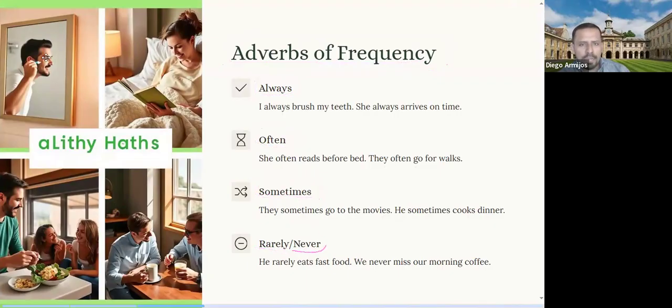For example, when we are talking about always, esto significa que hacemos las cosas a un 100%, siempre. Often I would say like 70%, 60%, something like that. Sometimes I would say 50 or 40%. And rarely could be like 20%, to never, which is 0%. Más o menos, para explicarles en español, el always va a ser siempre. El often, 70, 60%. Sometimes, a veces. Rarely, rara vez. Never, nunca, okay? Fantastic.